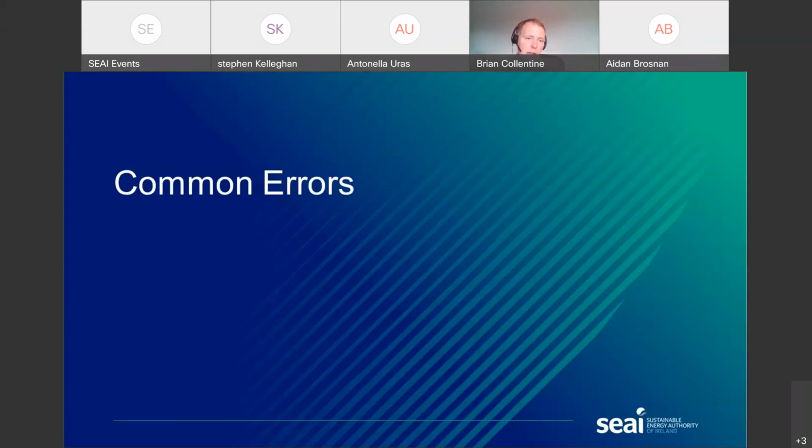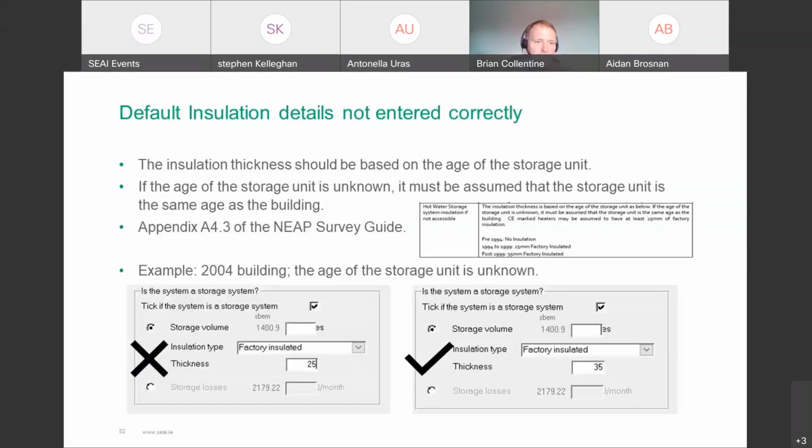So common errors. We covered most items that crop up on the previous slides. These are fairly straightforward, but do crop up surprisingly regularly. So here we have the insulation. In this instance, the insulation thickness was taken as 25 mil. We have a 2004 building, and the age of the storage unit is unknown. So we're taking the age of the building, and as it's post 99, it should be entered as factory insulated 35 mil, and volume left blank because we have no information on the volume.